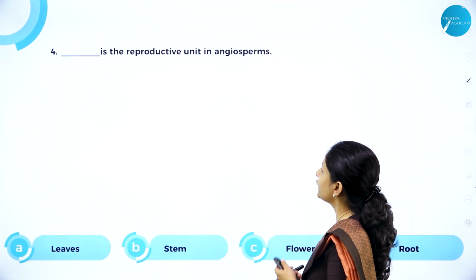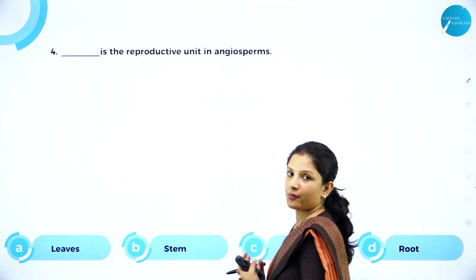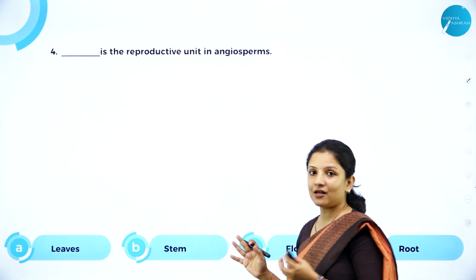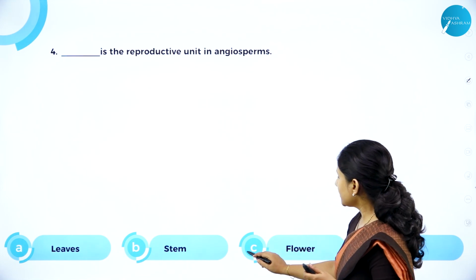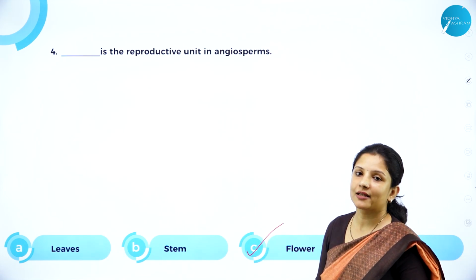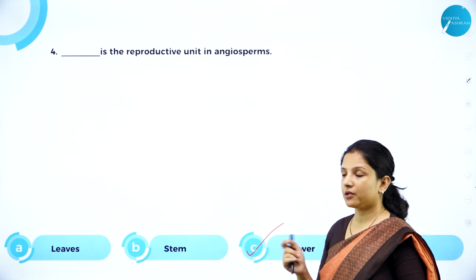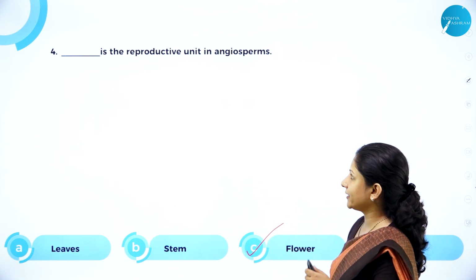Dash is the reproductive unit in angiosperms. I am talking about the reproductive unit. Leaves, stems, root, all the 3 are vegetative units. Flower is the reproductive unit because it contains the androecium, the male reproductive organ, and the gynoecium, the female reproductive organ. Option C is the right answer here.